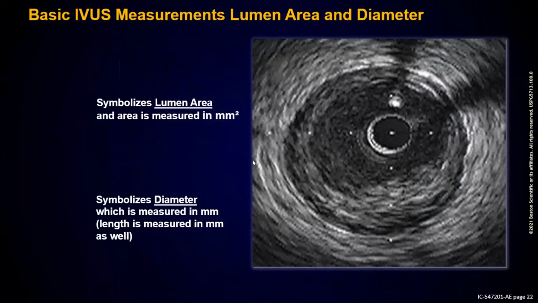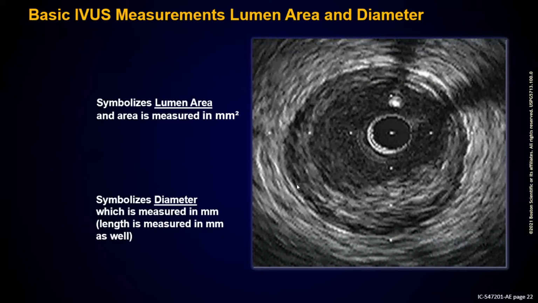And this is how we do the basic IVUS measurements. When you are in the cath lab, I usually concentrate on 2 measurements so that it does not delay the procedure. You can measure the luminal area and also the diameter.